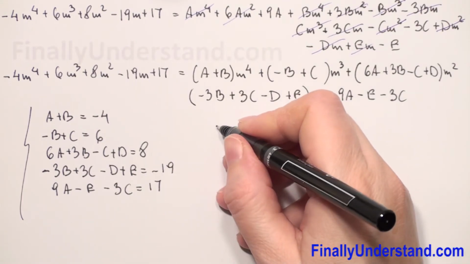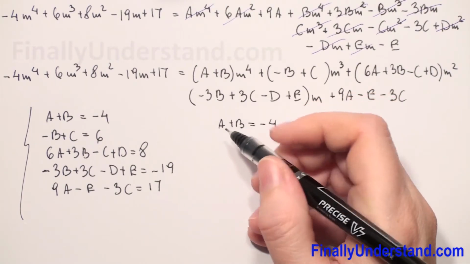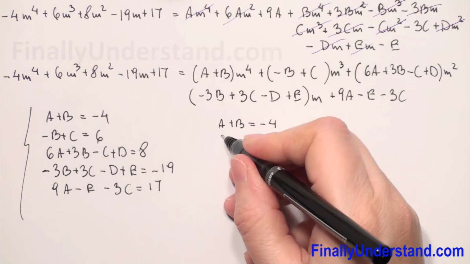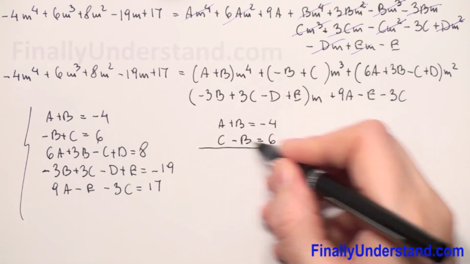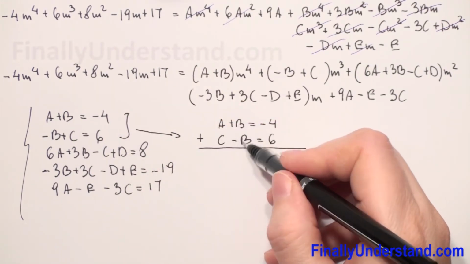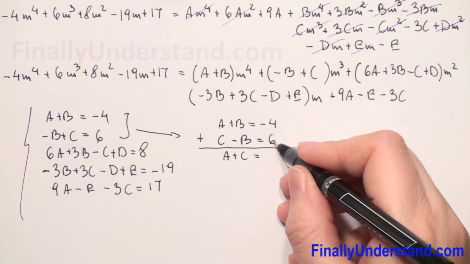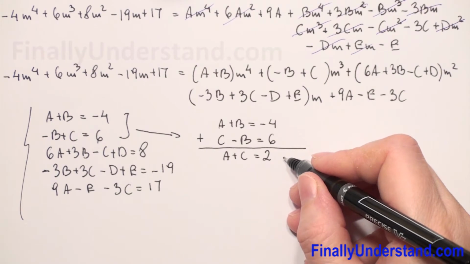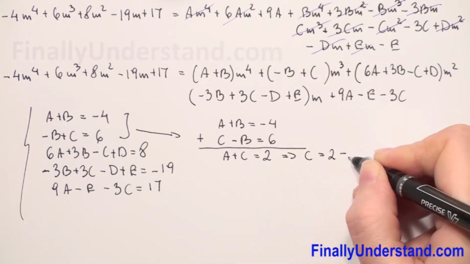We have a plus b is equal negative 4, and what else we have? Let me write first c. Next we have negative b is equal 6. When we add these two equations, b will reduce and we have a plus c is equal negative 4 plus 6 is 2. So we can calculate c. So c is equal 2 minus a.